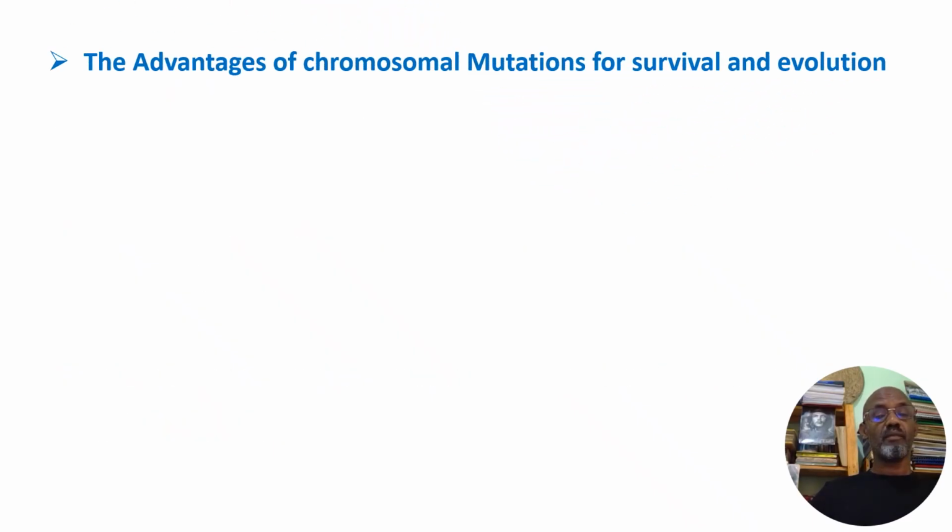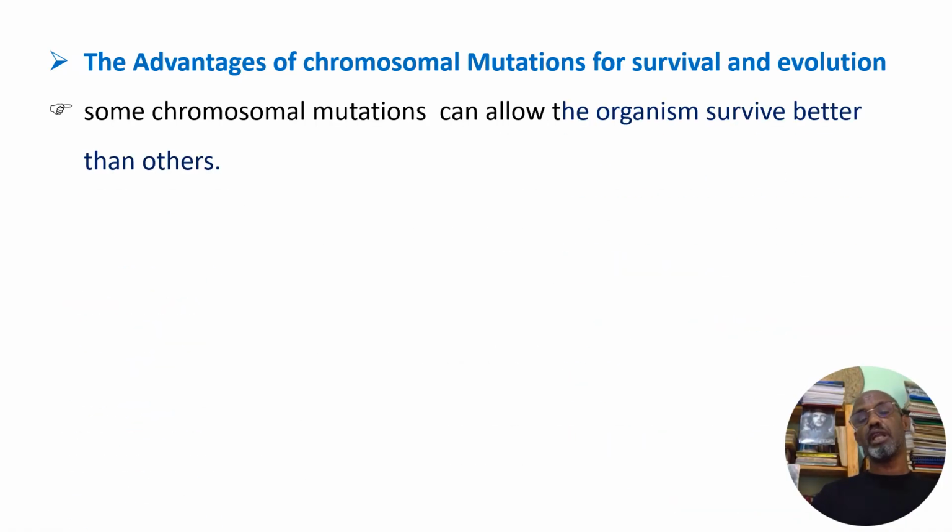Therefore, the advantage of chromosomal mutation for survival in evolution. Let's talk generally now. What's the advantage of chromosomal mutations for survival and evolution? One, some chromosomal mutation can allow the organism to survive better than others. Look, there are still negative sides of these mutations, but when we talk about the positive side, they do have advantage to organisms for survival and evolution. When you talk about survival, it allows some organisms to survive better than others. Therefore, this leads to evolution.